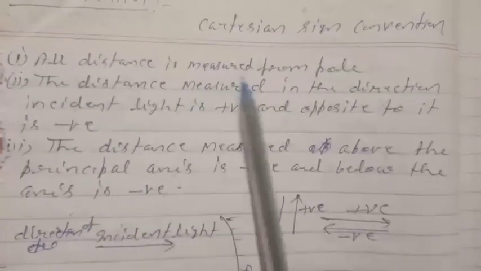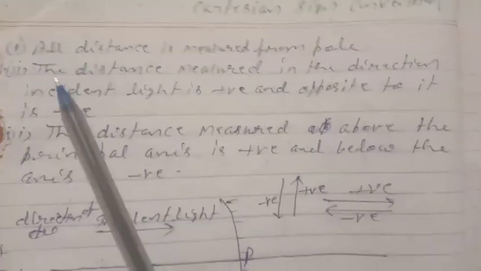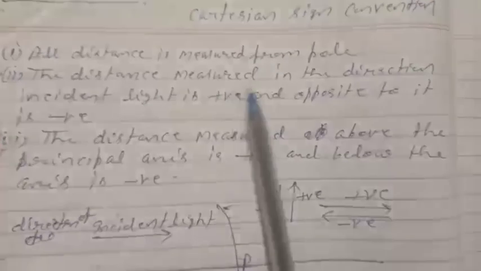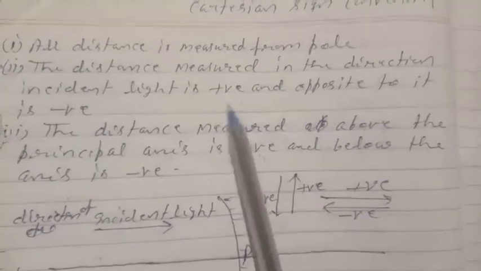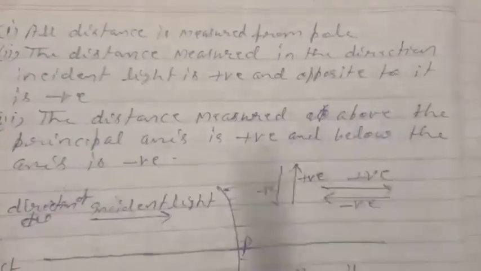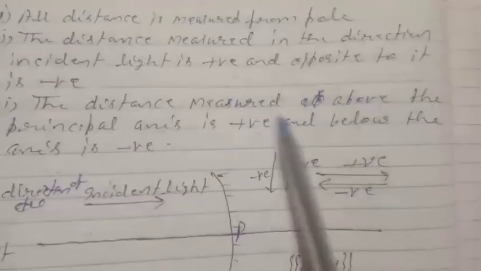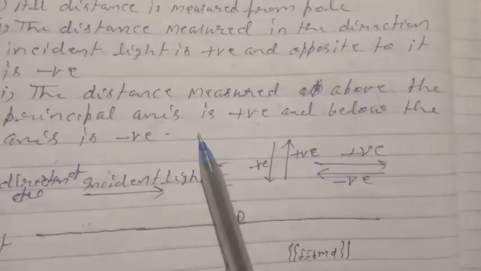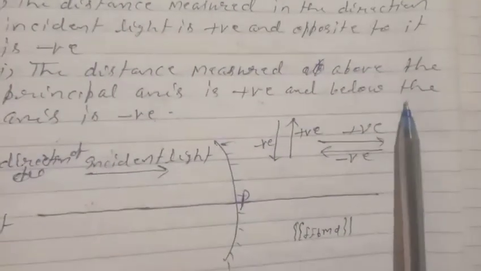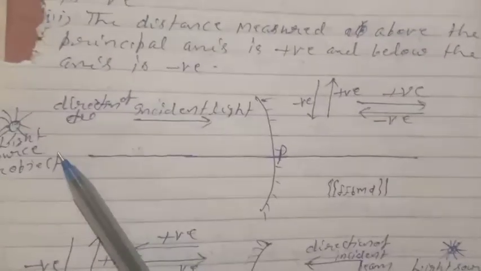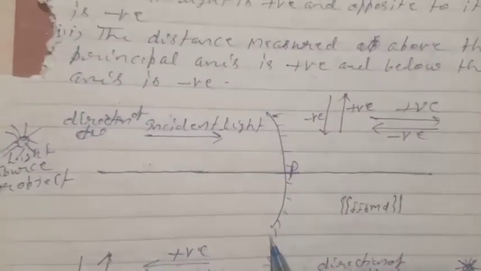Now sign convention, Cartesian sign convention. First point, all distances are measured from the pole. Second point, the distance measured in the direction of incident light is positive and opposite to it is negative. Third, the distance measured above the principal axis is positive and below the axis is negative. In this case, let's see.